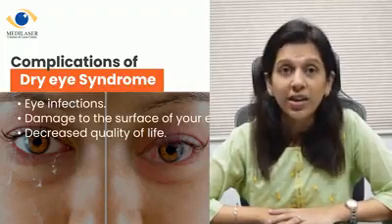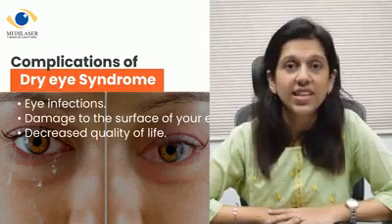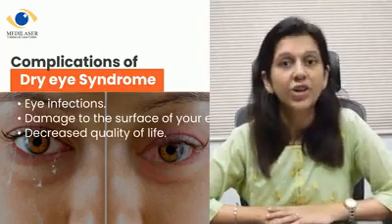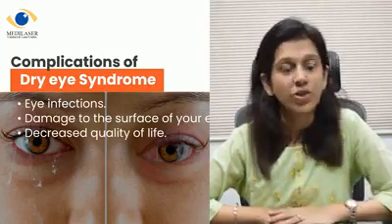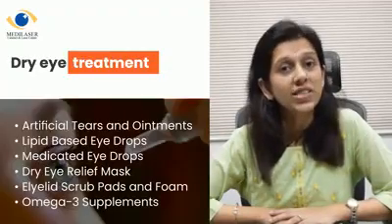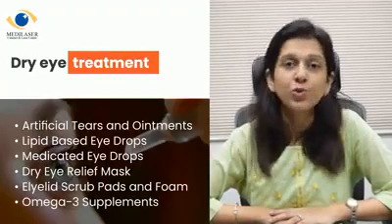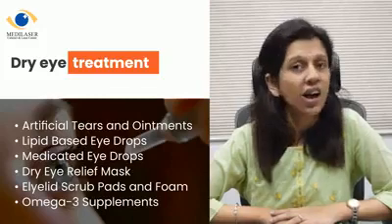So occasional blurring, which gets better with blinking of the eyes, can also be a sign of dry eye, and you need to get it tested with your ophthalmologist. What is the treatment of dryness? Usually the first step of treatment is using artificial tears.